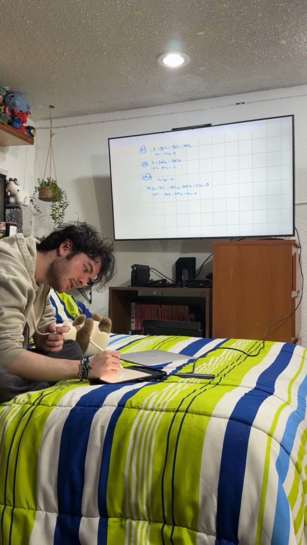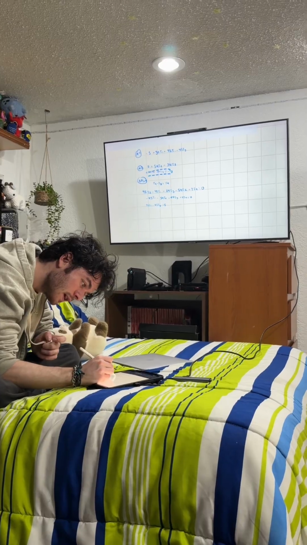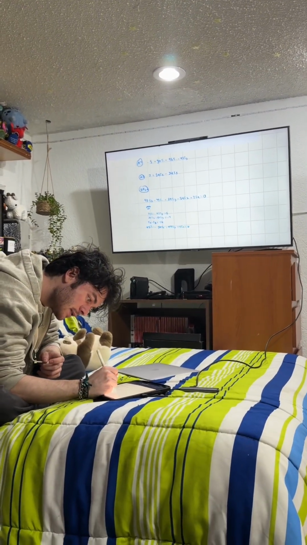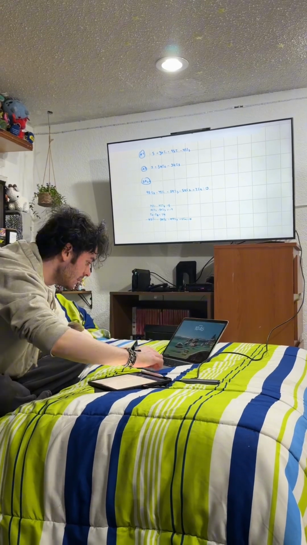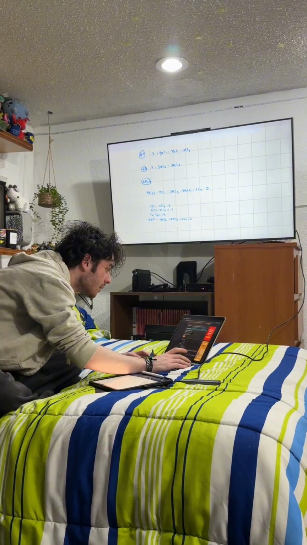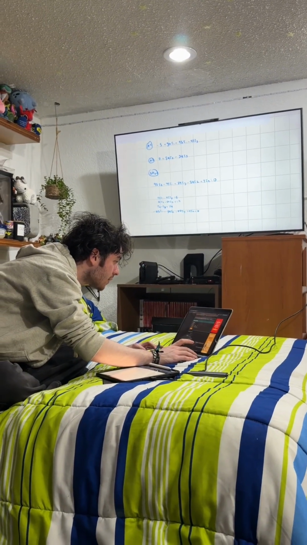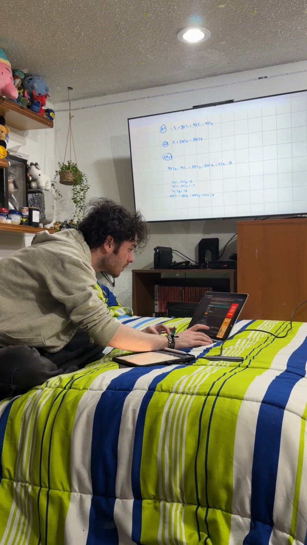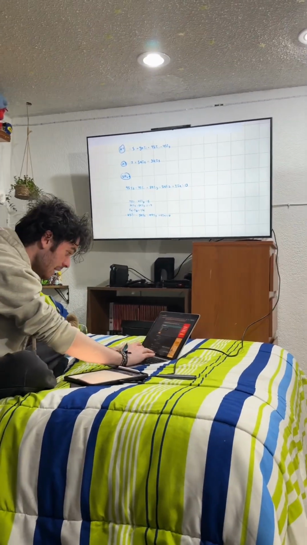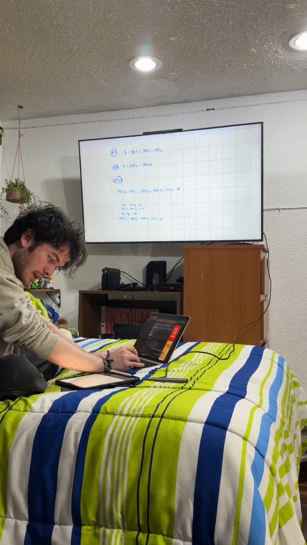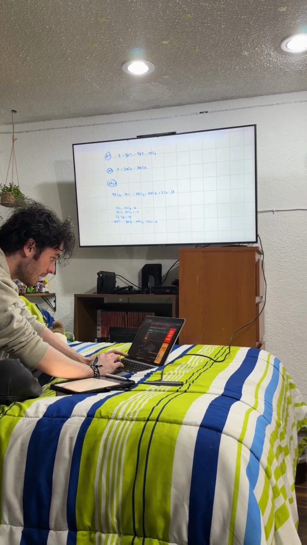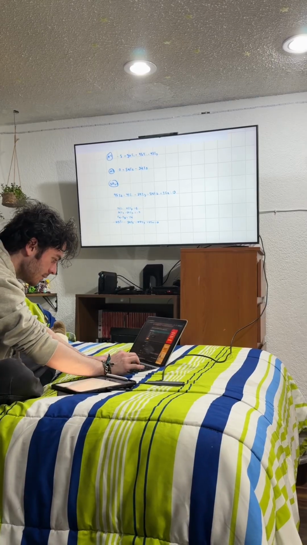Here we have our equations, and we are going to compute on a program which the teacher recommended us. It's called Wolfram Alpha. So here we have that. We're going to use A as I1, and B as I2, C as I3, and I4 as D. So we just compute it here.